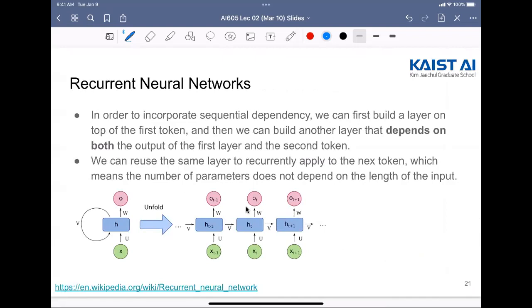So in order to incorporate such sequential dependency, we can first build a layer on top of the first token. It's the same thing as what we do for images, or what we talked about with simple neural networks, right? But then what we can do on top of that is build another layer that depends on both the output of the first layer and the second token. It's best explained by this figure, right?